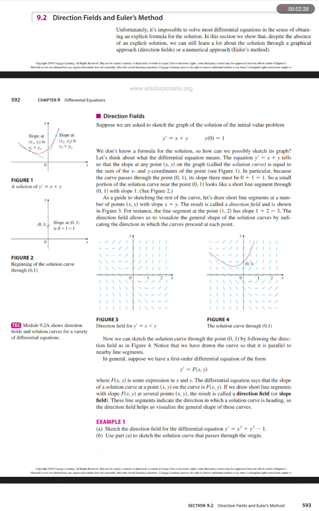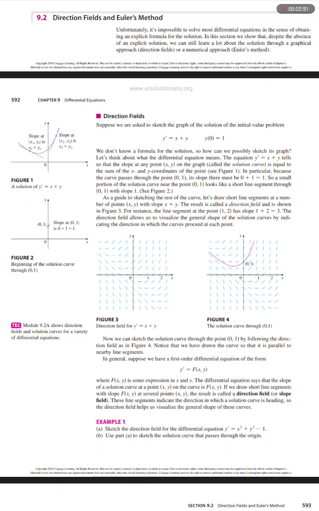See figure 2. Sidebar, see figure 2, beginning of the solution curve through (0, 1), coordinate (0, 1). Slope at (0, 1) is 0 plus 1 equals 1.